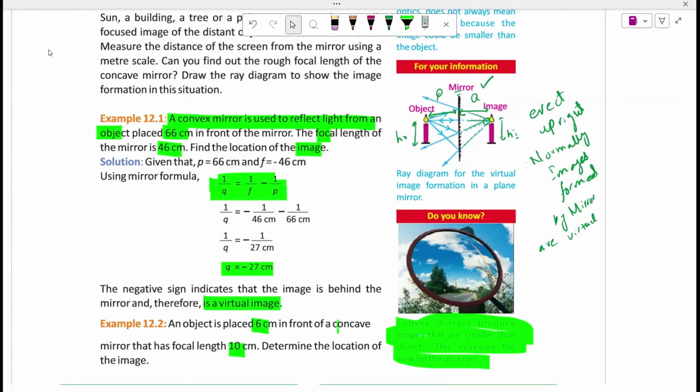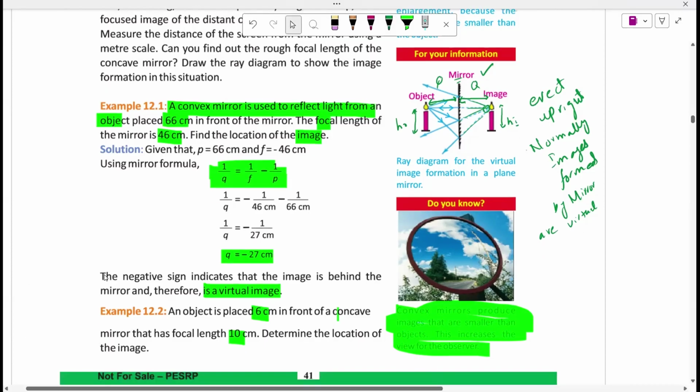Hareem, because it's behind the mirror, the rays are actually not meeting there; we are tracing it back to that point. As I said at the start of the lesson, I've given you the basic terminology. Wherever we are discussing virtual, it means the rays are not actually meeting there, and we will use a negative sign.